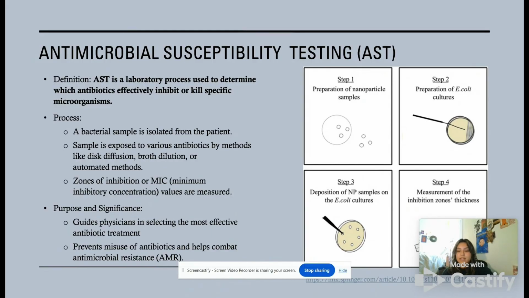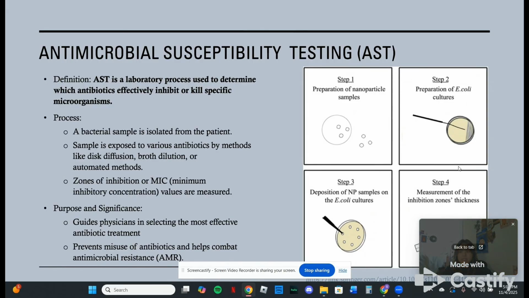The main purpose of AST is to guide physicians in selecting the most effective antibiotic for treatment. This helps ensure patients receive the right therapy, prevents the misuse of antibiotics, and plays an important role in combating antimicrobial resistance.